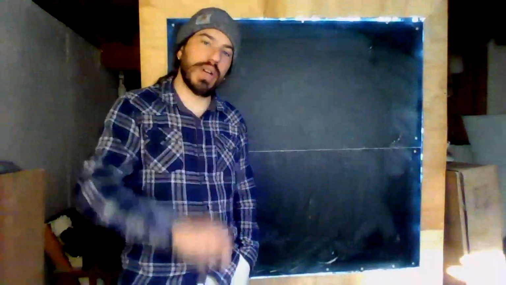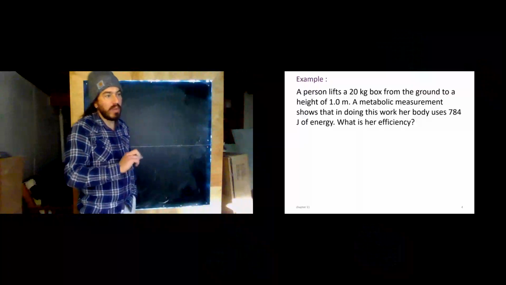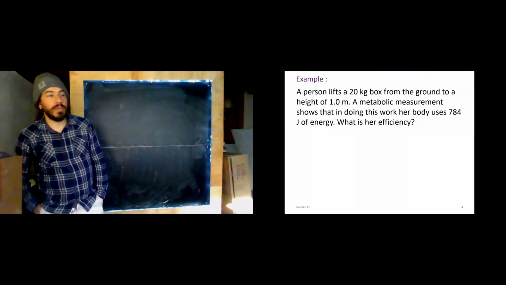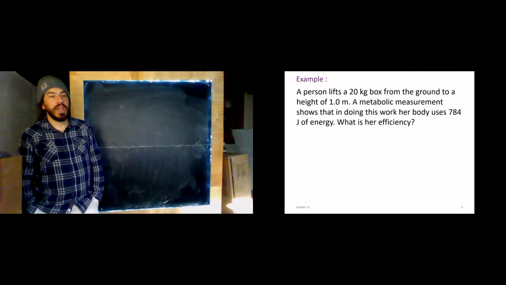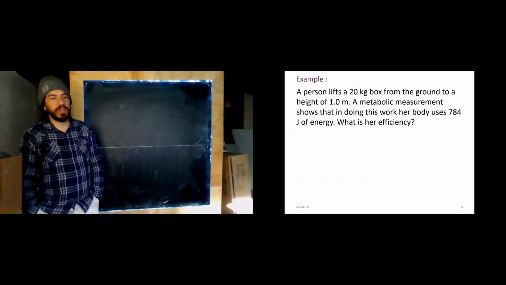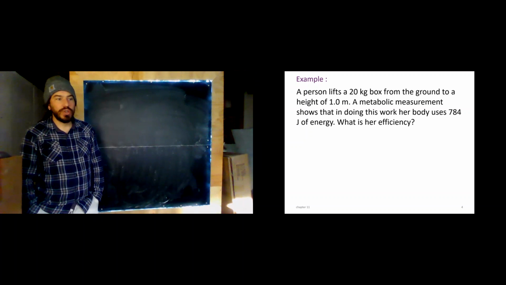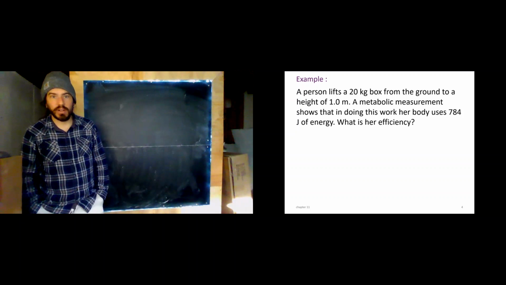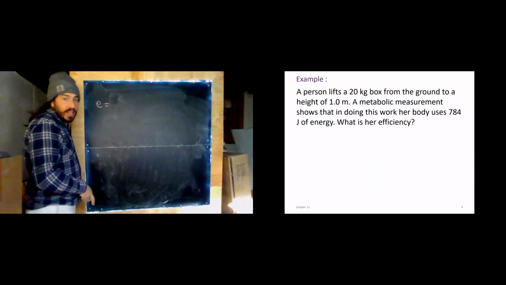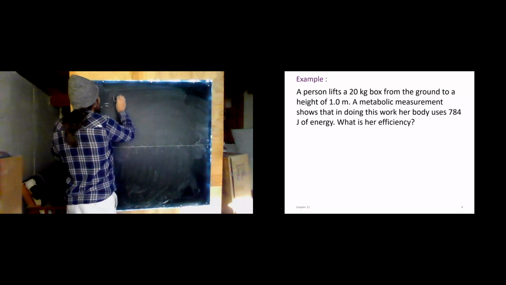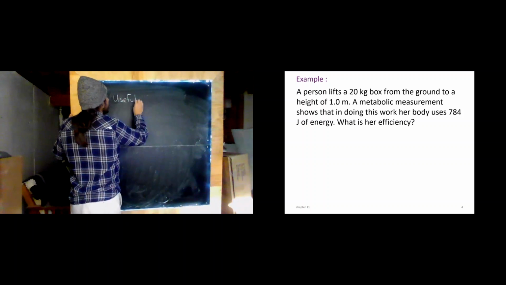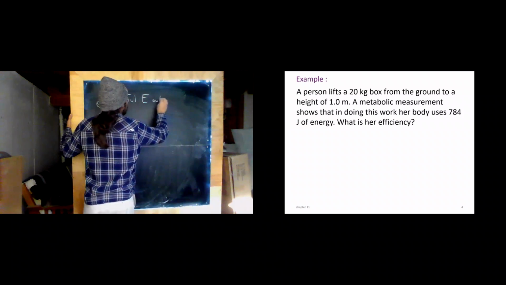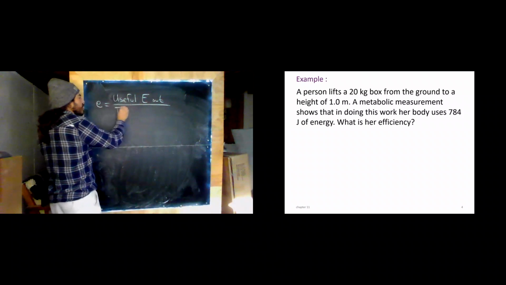And let's start off by just doing a real quick example. A person lifts a 20-kilogram box from the ground to a height of 1 meter. A metabolic measurement shows that in doing this work, her body uses 784 joules of energy. What is her efficiency? We know that efficiency is useful energy out divided by total energy in.